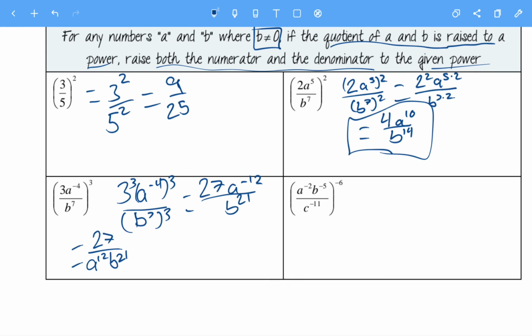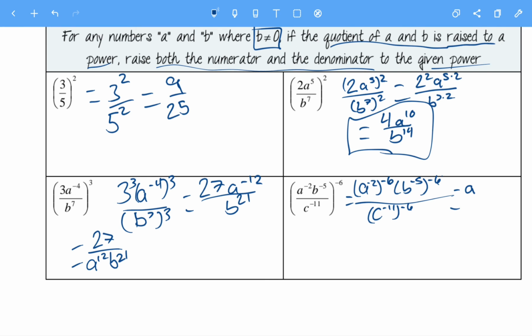Last one. Okay, we have a negative here. So everything's going to get that negative 6. So we get a to the negative 2, b to the negative 5th, over c to the negative 11th. That's raised to the negative 6 power. So that becomes a to the negative 2 raised to the negative 6, b to the negative 5 to the negative 6, c to the negative 11 to the negative 6. Okay. Multiply that, and the negatives are going to cancel out.